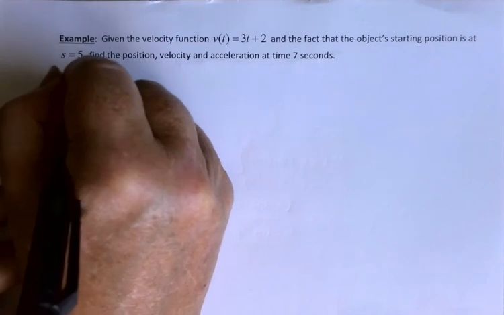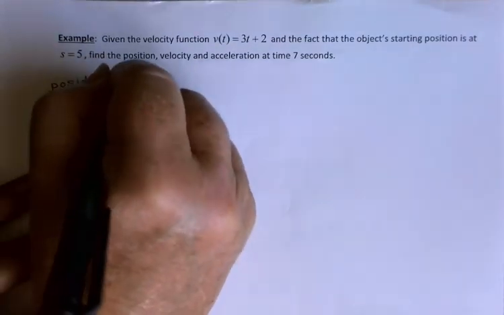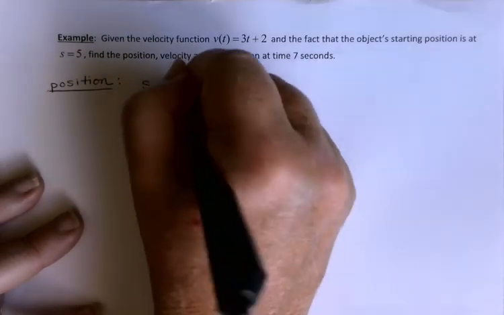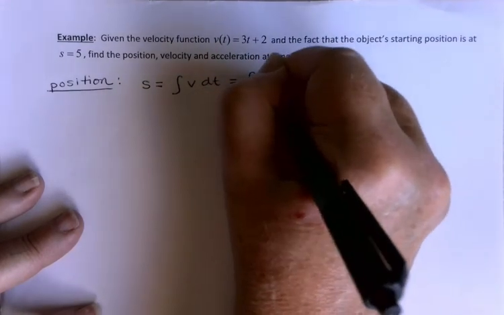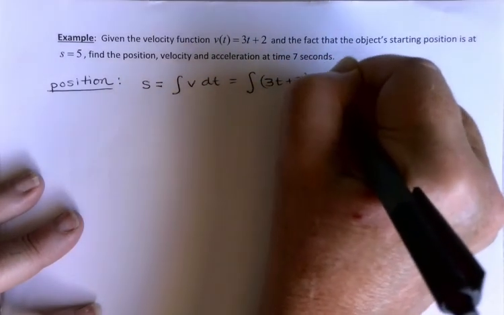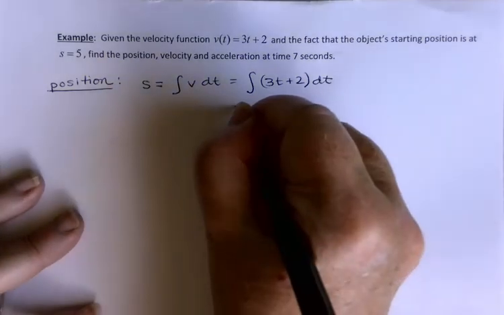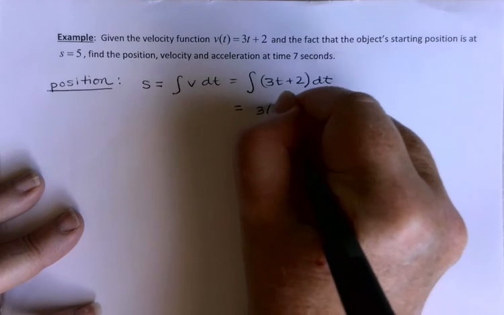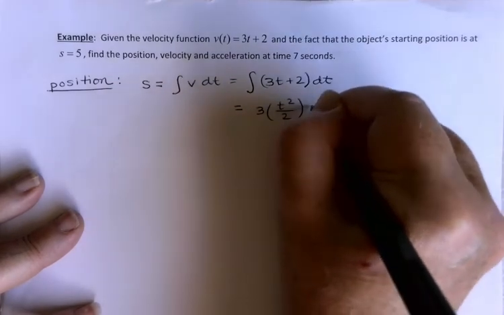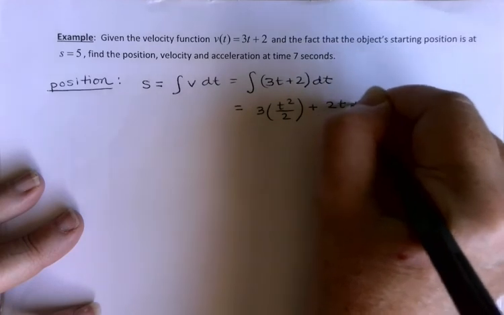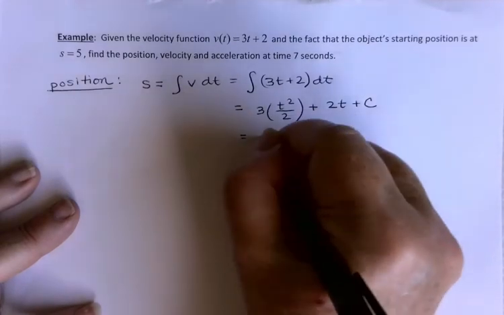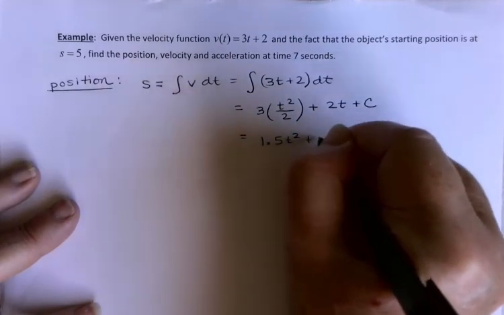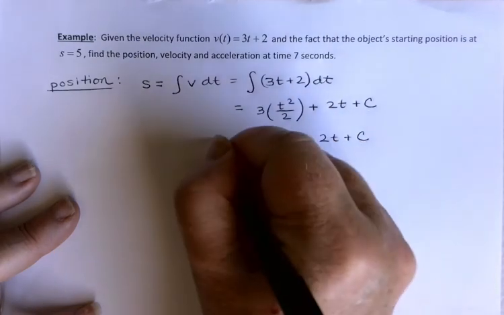So let's start with the position. The position s is the integral of the velocity. So the integral of 3t plus 2 dt will be 3 times t squared over 2 plus 2t plus a constant of integration. Or if I want to, I could write that as 1.5 t squared plus 2t plus c.